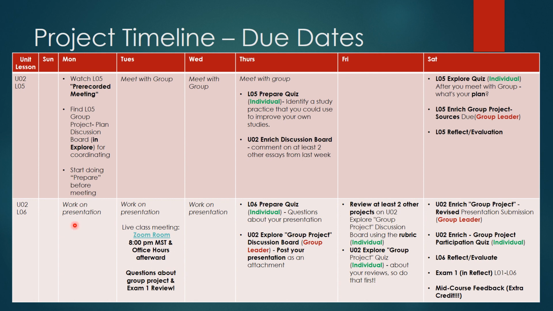You can meet again, meet as often as you need to get this working right. But again, that's up to your group when you're going to be meeting. We are going to have an official live class meeting on Tuesday. The reason I'm doing that is because you have your midterm due at the end of the week, so we're going to be doing an exam review. It's also a good time to bring questions about your group project to that meeting. So that's going to be on Tuesday.